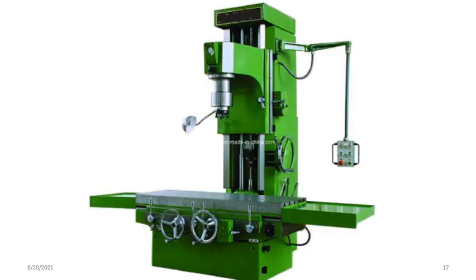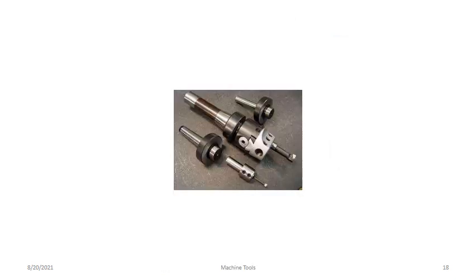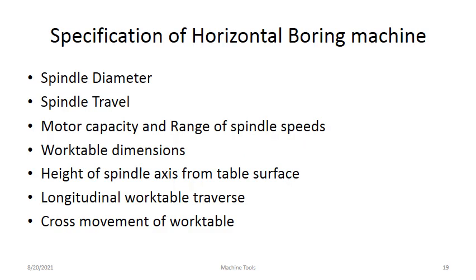You can see this is a 3D dimension, so it is easy to understand the jig boring machine. You can see the work table, vertical column, spindle and spindle head. So this is a 3D diagram for the boring machine. You can see different types of boring tools used. This is spindle and tools used in boring.